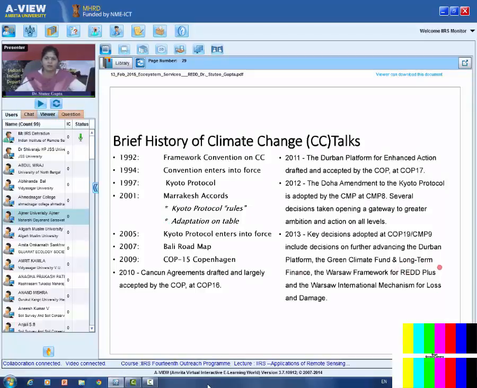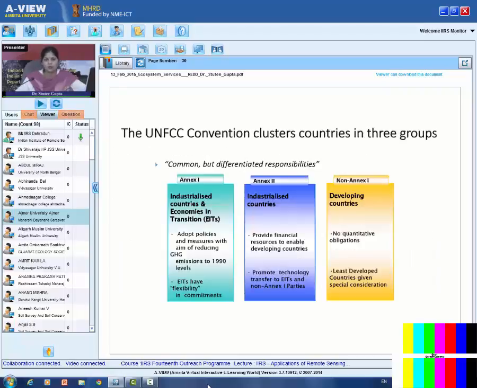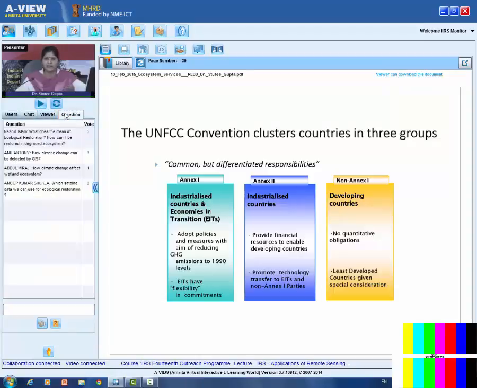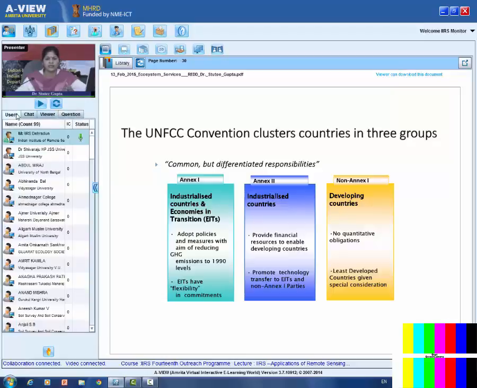I wanted to come to the next topic of my lecture, which is REDD+. Its basic background is climate change, and yes, we should do something to protect our earth from the changing climate, which is there because of human activities only. The United Nations Framework Convention on Climate Change clustered the various countries in the world into three groups: the Annex 1, Annex 2 and the non-Annex 1 countries.